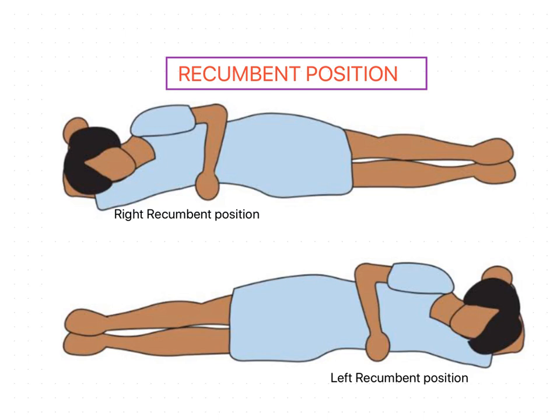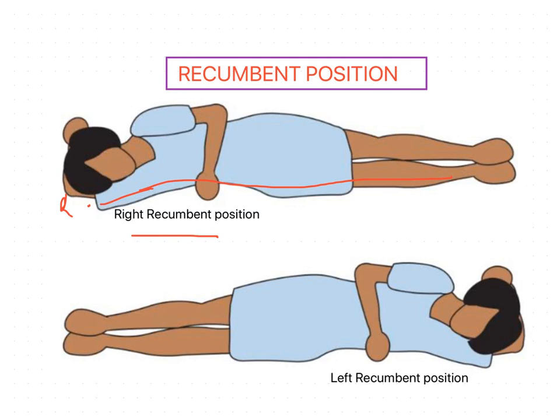The recumbent position means the patient is lying on one side, that may be the right side or left side of the body, which is touching the surface. Here you can see, this one is the right recumbent position. The person is lying on the right side, with the right side of the body touching the surface.